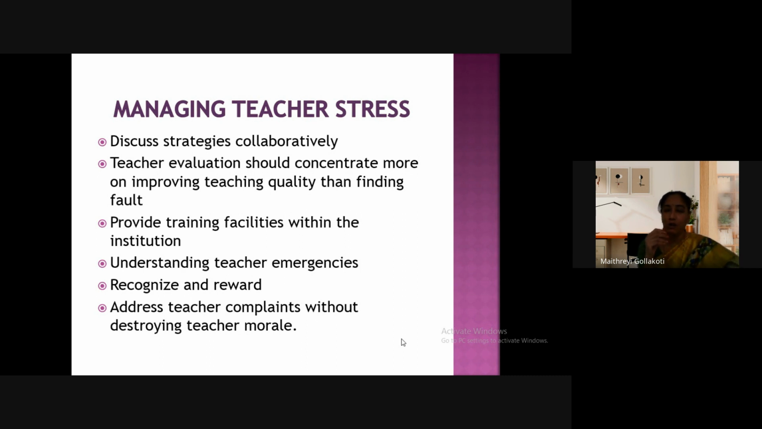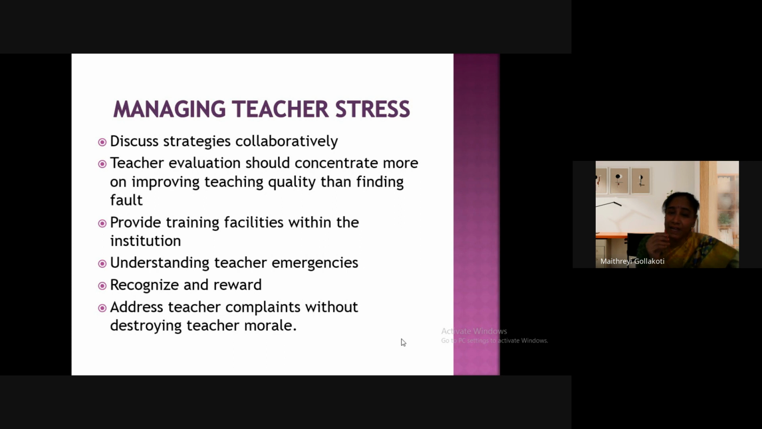Now, management should also understand that family life is very, very important for the teacher, isn't it? If the family is safe, then the teacher is able to concentrate 100% on the job. If the family is not safe, if they have some problem, the teacher will not be able to give her or his 100% in the school or college, isn't it? So that is why understanding the teacher emergencies and supporting them during their difficulties will also help in reducing stress.